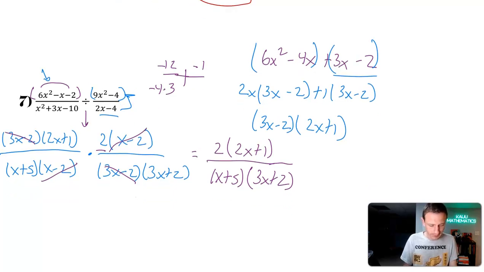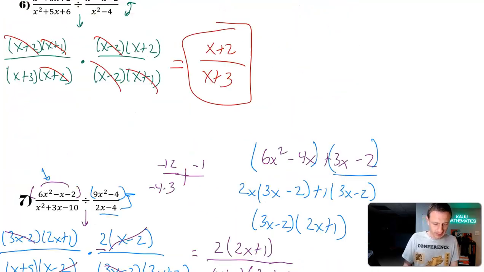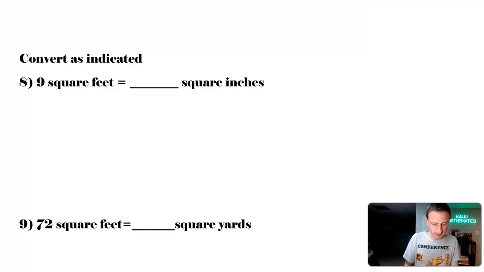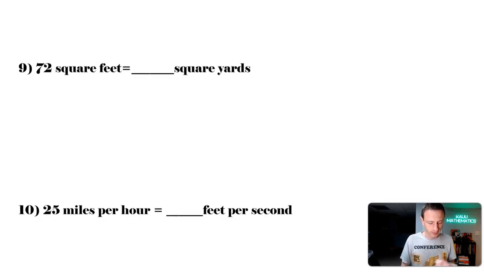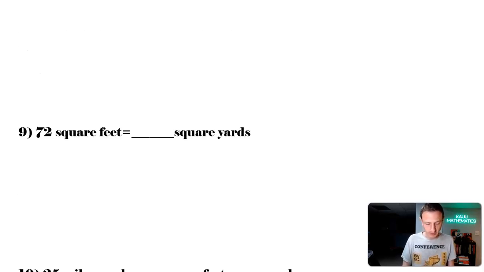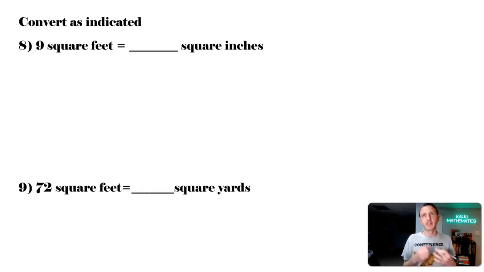And then also in this video, I wanted to talk about conversions. So converting as indicated here. So this is just like your common inches to feet type of conversion. This is going from square units, so square feet to square inches, or square feet to square yards, or miles per hour to feet per second. So this is not as easy as just how many inches are there in a foot, or how many feet are in a yard. It's a little bit more complicated because we're talking about square feet.